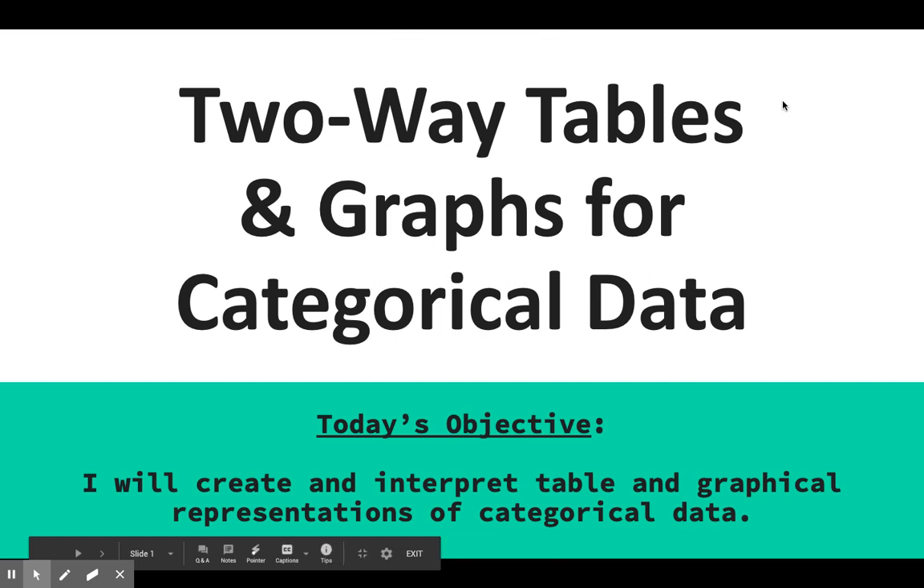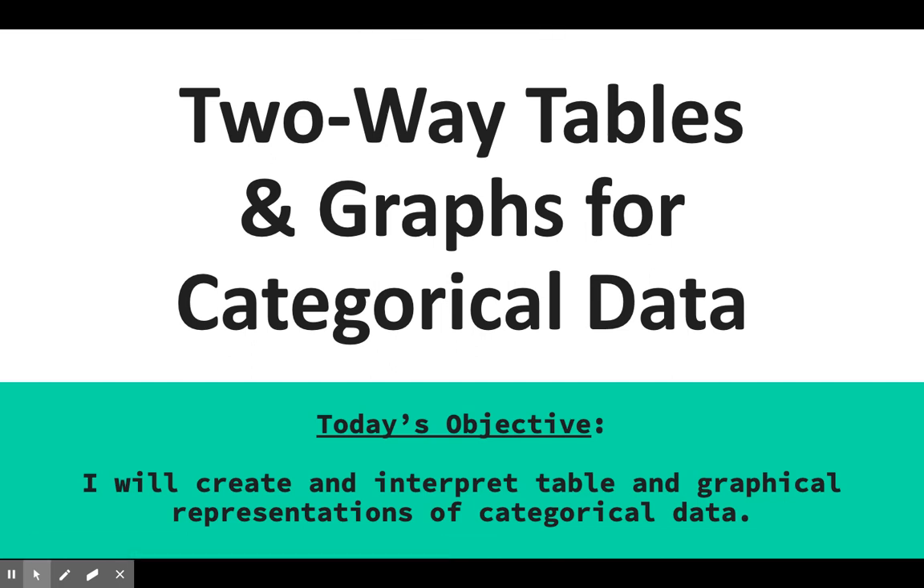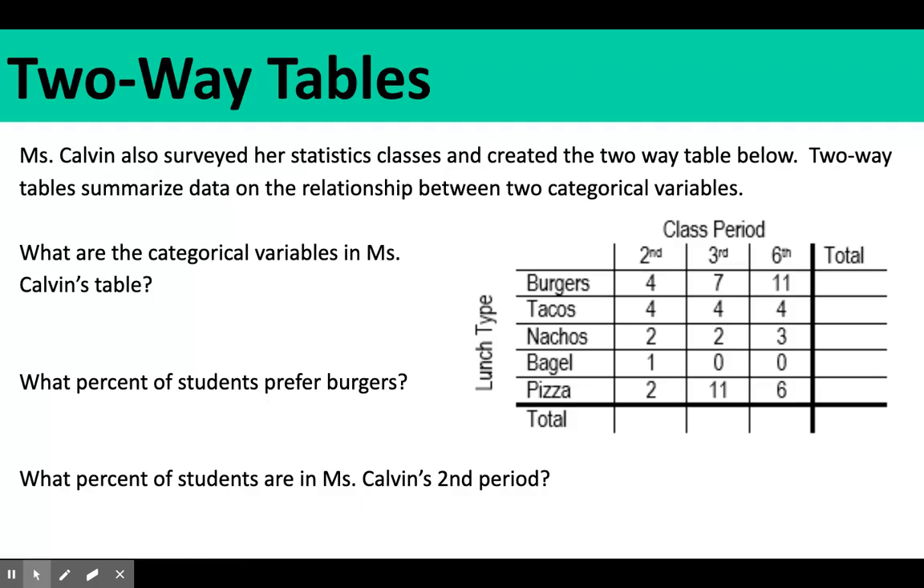Hello again. In this part of this lesson, we're going to continue on and talk about two-way tables and graphs. That means when we're dealing with two categorical variables, what does that look like? So today's objective: you're going to create and interpret table and graphical representations of categorical data, but more specifically for two variables. We're going to start with a two-variable, or two-way, table.